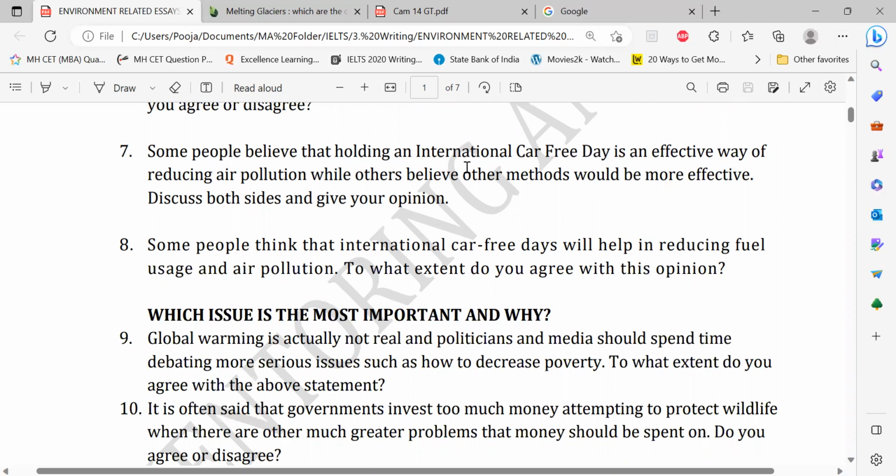See this. Some people believe that holding an international car-free day is an effective way of reducing pollution. Others believe other methods would be more effective. One day I'll not use car. Is it going to impact? No. But don't you think it's going to probably create a mindset that, oh, car-free day. It's going to bring more awareness?